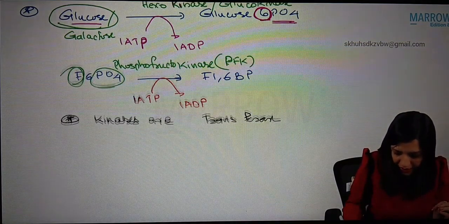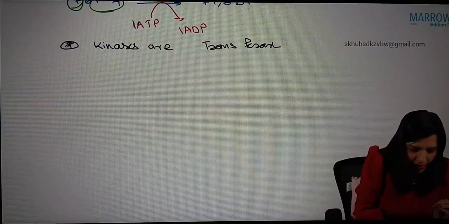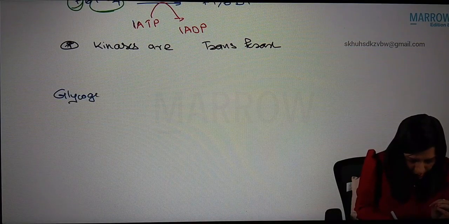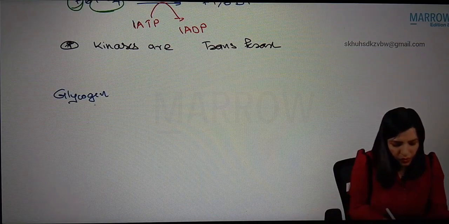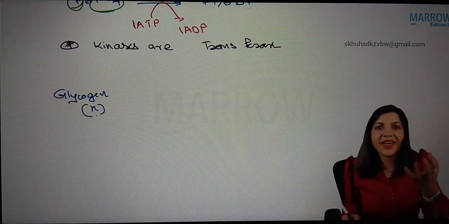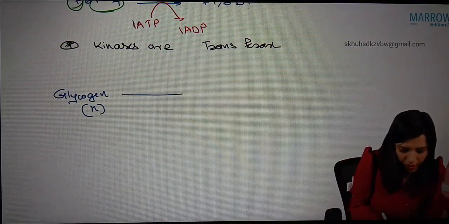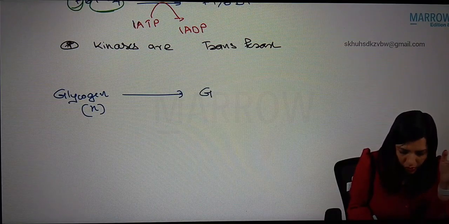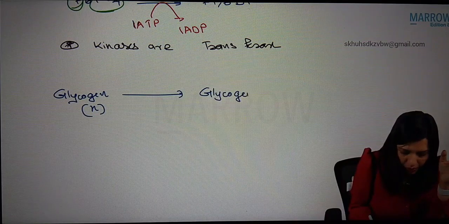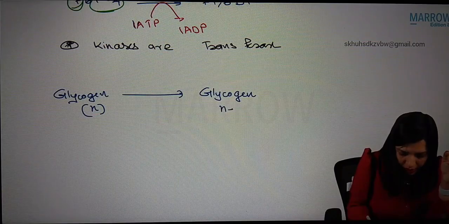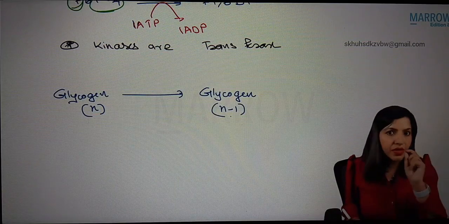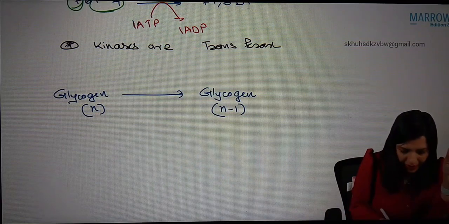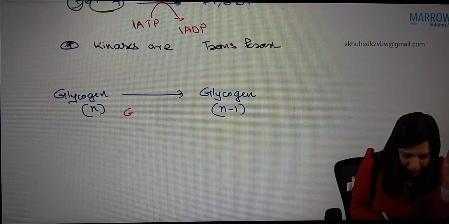Then I'll give you the next example. We can see glycogen. We know glycogen is a polymer of glucose. So let that polymer contain n number of glucose. This glycogen will give off one glucose, so that now the number of glucose becomes n minus 1. So n is the number of glucose. When this glucose is given off, it is not given like that. It is like this glucose.